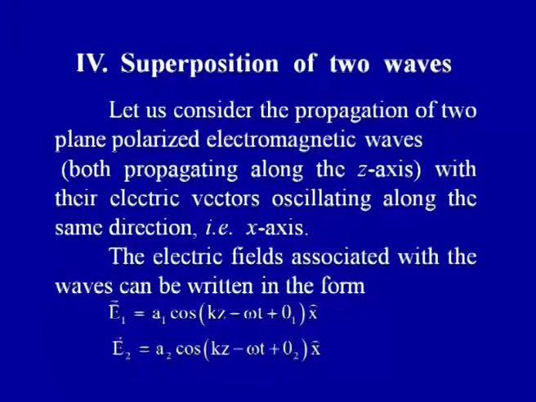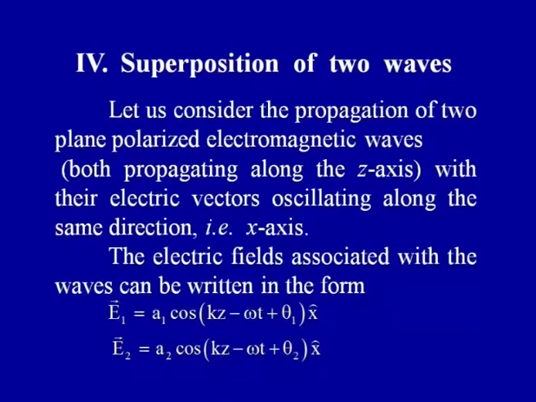Let us now consider superposition of two waves. Consider the propagation of two plane polarized electromagnetic waves, both propagating along the z axis, that is the same direction, with their electric vectors oscillating along the same direction, that is the x axis one.